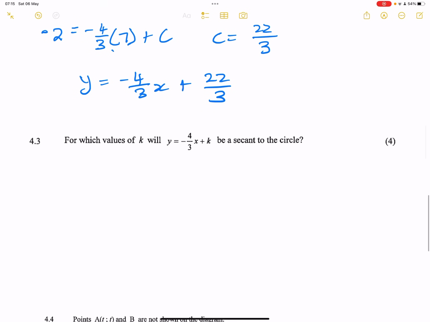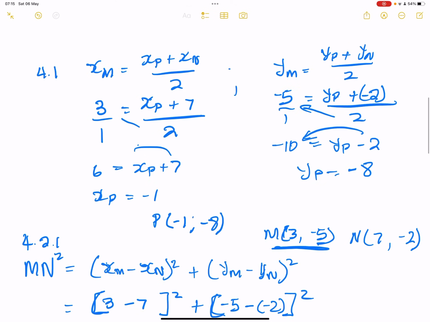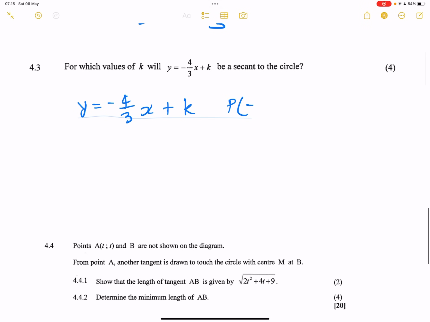So if I take the equation y is negative 4 over 3 x plus k, and I substitute for the point P, we said point P is negative 1 and negative 8. So when y is negative 8, x is negative 1: negative 8 equals negative 4 over 3 times negative 1, plus k. Let's find out what the value of k is there.